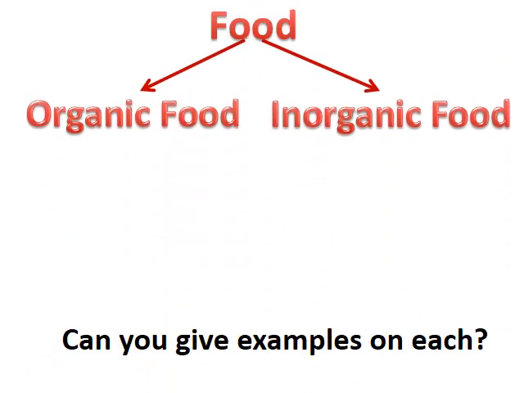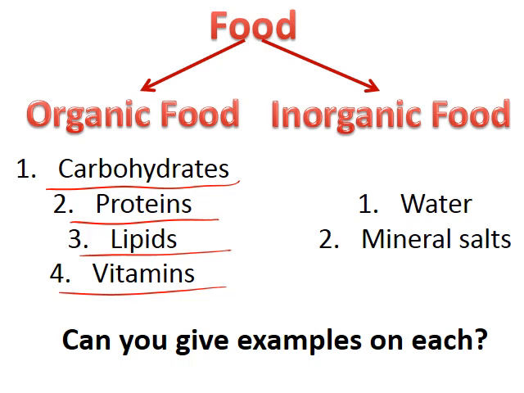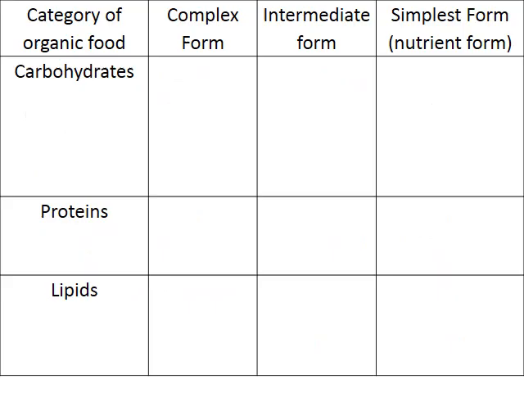Foods are divided into organic and inorganic. Examples of organic: carbohydrates, proteins, lipids, and vitamins, while inorganic are water and mineral salts. Let's move to this table. Category of organic food: we have mainly, in grade 9, carbohydrates, proteins, and lipids. I'm going to talk about the complex form, the intermediate, and the simplest form in the coming slides.